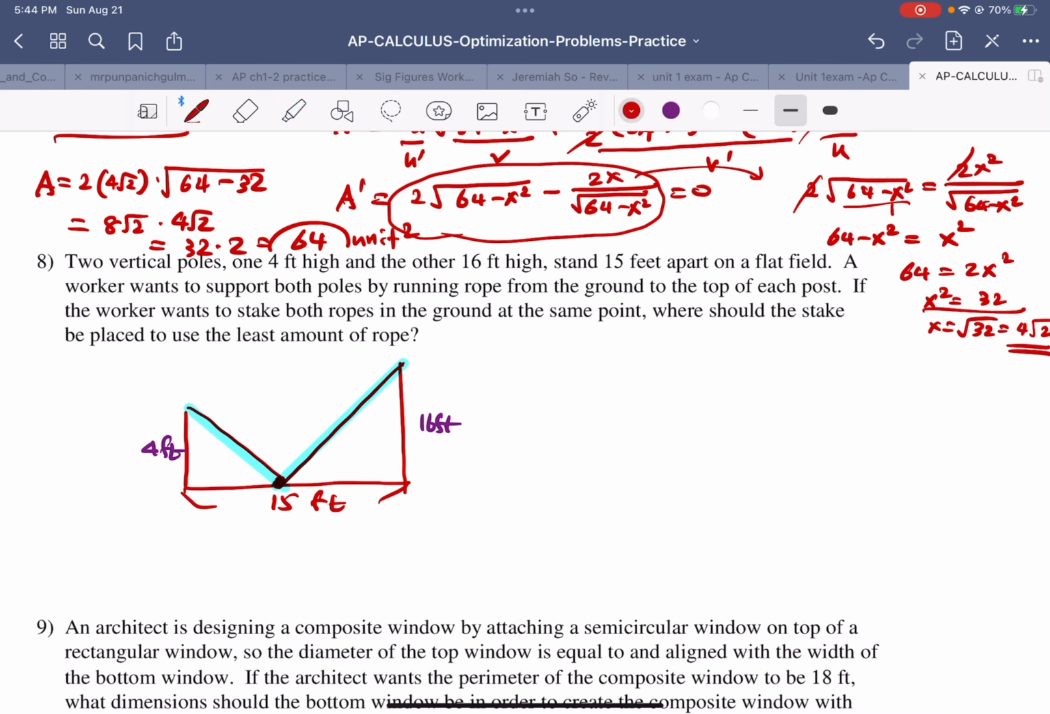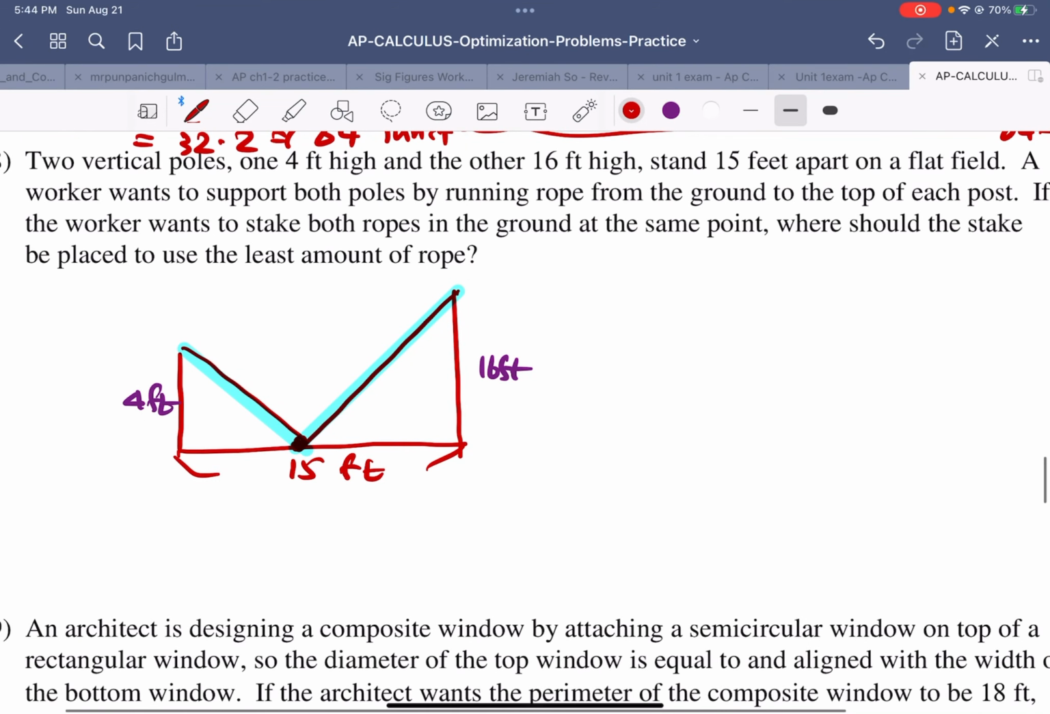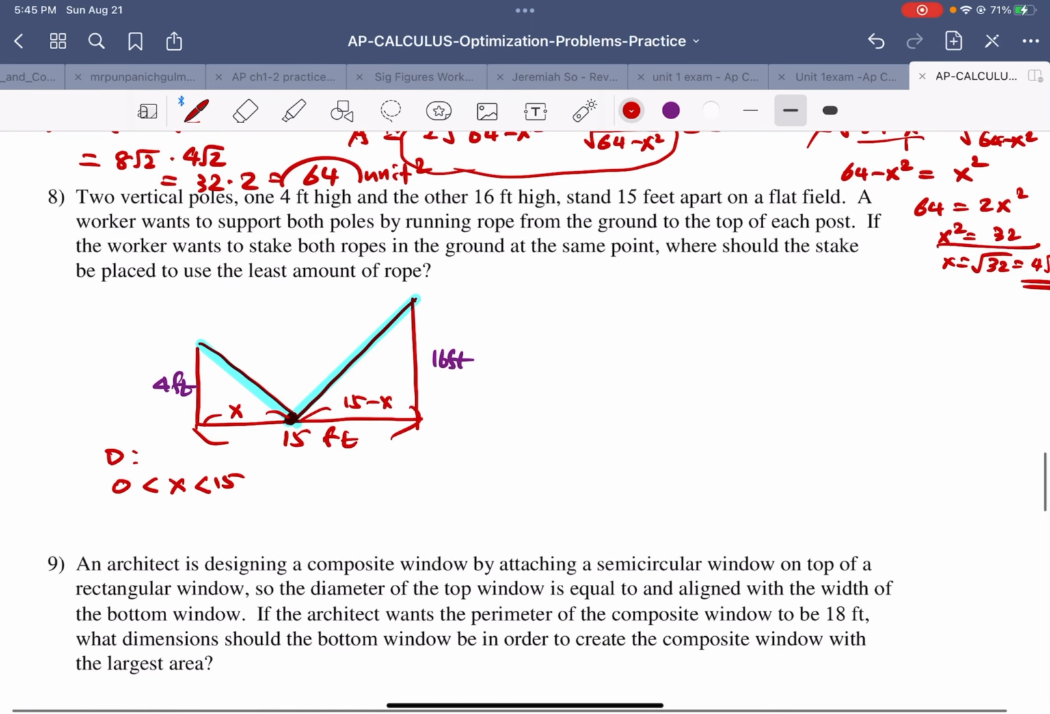Now, if the worker wants to stake both ropes on the ground at the same point like that, where should the stake be placed to use the least amount of rope? So let's say this is x right here. So you're looking for x actually. And this one is 15 minus x. And your domain, x value, should be greater than 0 and less than 15. That's your domain.